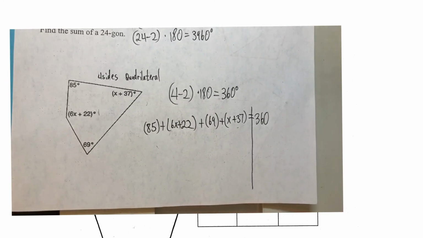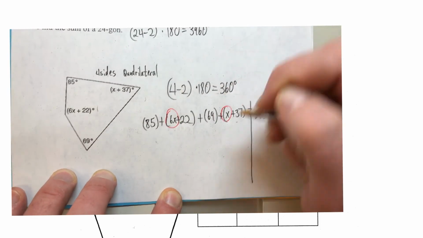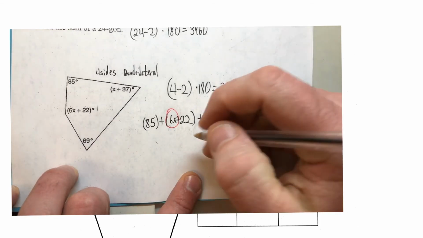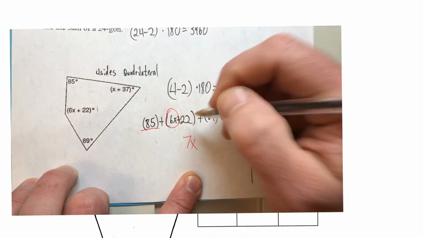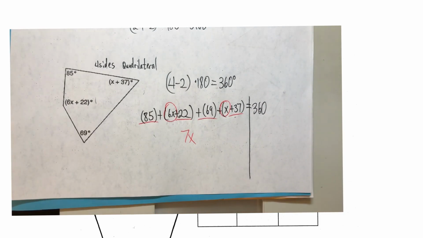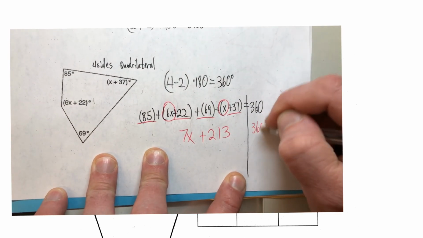And then from here, it's just algebra. Okay, so we're solving for x. So I've got a 6x and a 1x. So 6x and 1x, how many x's is that? So 7x. And then the rest of these, 85, 22, 69, and 37. Just type those in your calculator. Just add those 4 numbers up quick. 85 plus 22 plus 69 plus 37. 213. And that gives you 7x plus 213 equals 360.